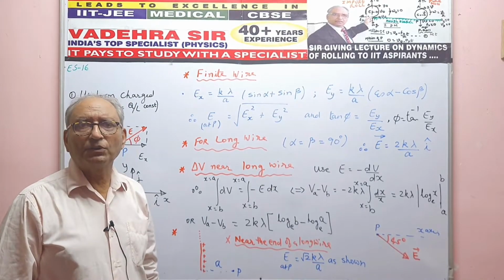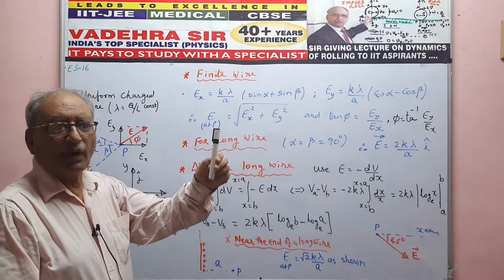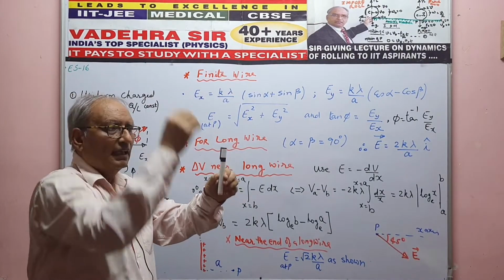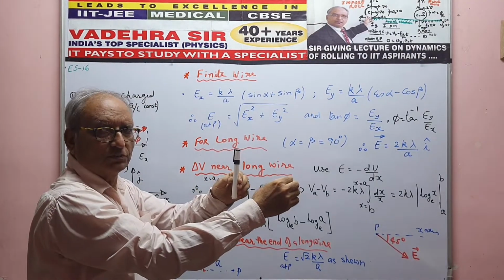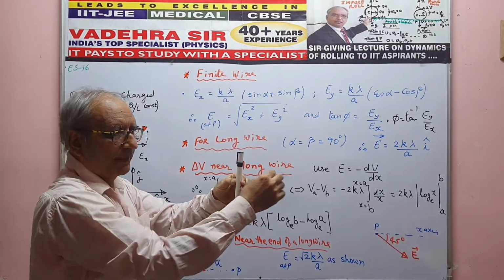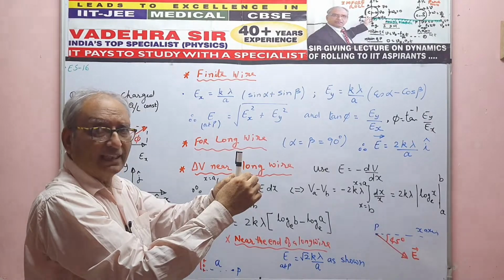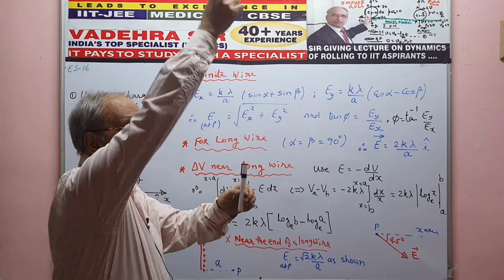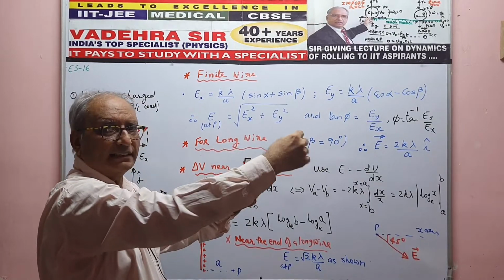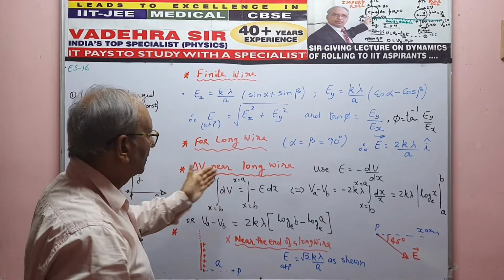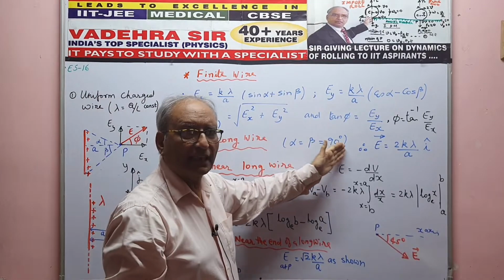Let me now talk about the infinitely long wire. Suppose this wire is infinitely long, and the point P is close to the wire. I drop a perpendicular from P. That perpendicular distance is A. Now if I join P to the upper end, alpha would be 90 degrees. To the lower end, beta would be 90 degrees. So for the long wire, alpha and beta are 90.